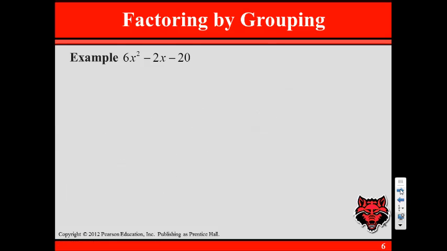Example: 6x squared minus 2x minus 20. Again, the first step is to find the GCF, and the GCF of this trinomial is 2. So the first step, we're going to factor out the 2. When we divide each piece by 2, we get 3x squared minus x minus 10.